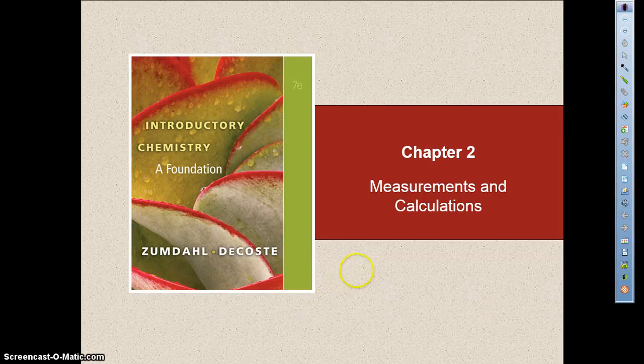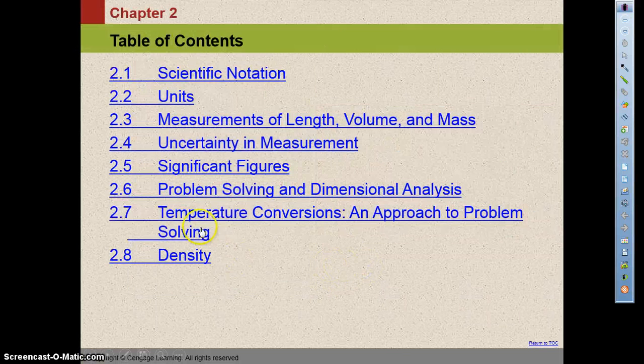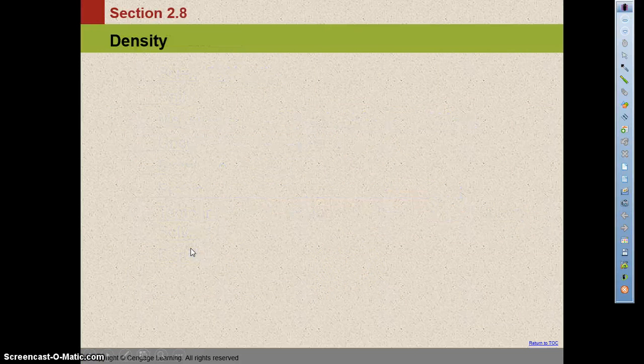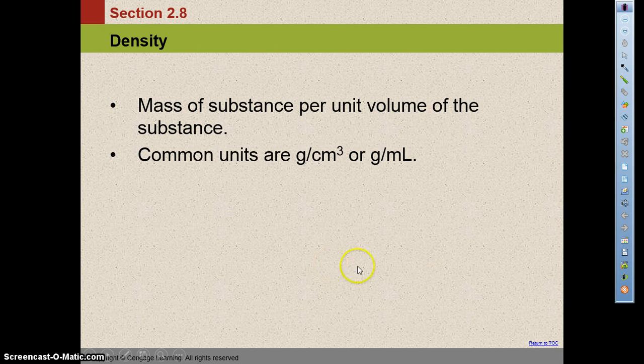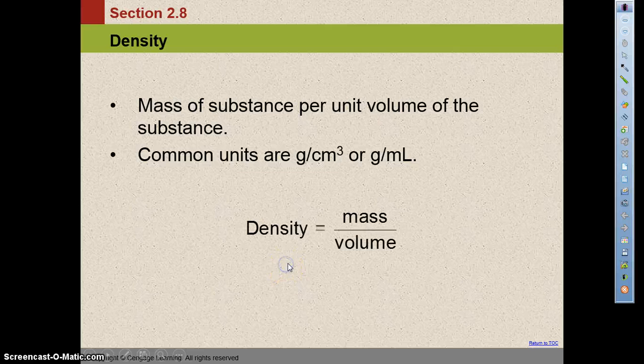In this last section in Chapter 2, today we're going to take a look at density. By definition, density is the mass of substance per unit volume of that substance. And the most common units that we're going to look at are grams per cubic centimeter or grams per milliliter. And if you remember, grams per cubic centimeter and grams per milliliter are the same thing. A cubic centimeter and a milliliter are equivalent.